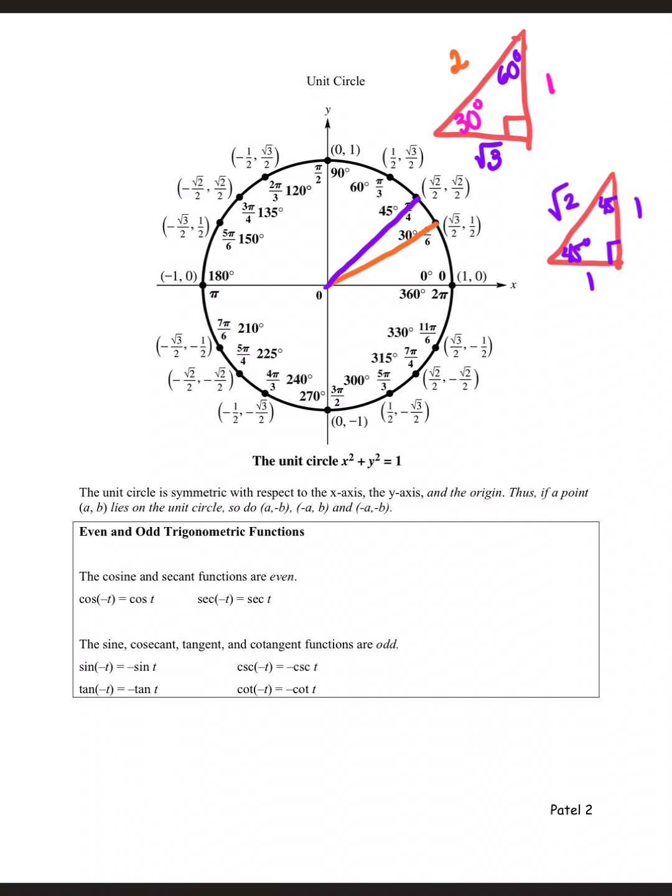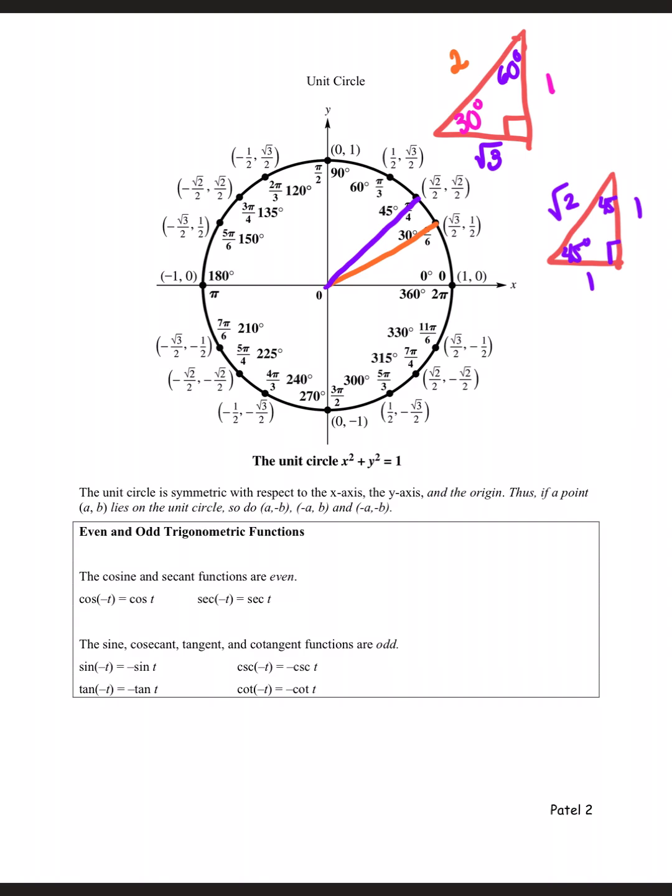Thus, if a point (a, b) lies on the unit circle, so does (-a, b), (-a, -b), and (a, -b). Even and odd trig functions. The cosine and secant functions are even. Therefore, cosine of negative t equals cosine of t, and secant of negative t is equal to secant of t.